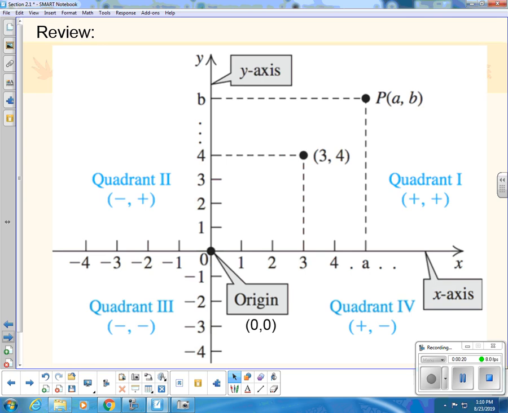The quadrants start at 1 at the top right, and they go left, counterclockwise, when you're numbering them. We all good with that? Do I need to give you time to write that down? Okay.